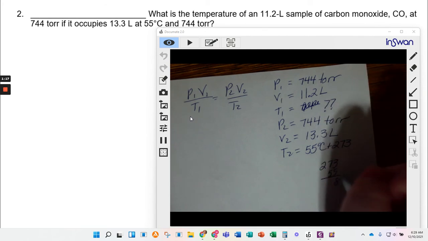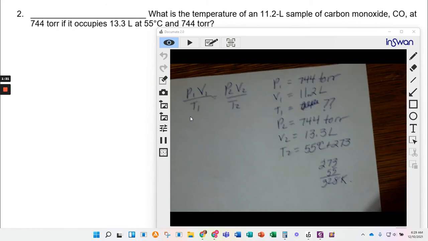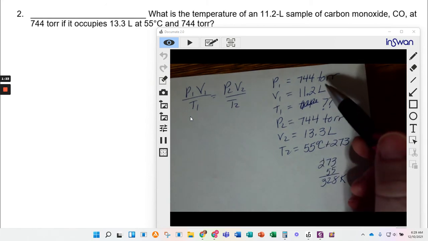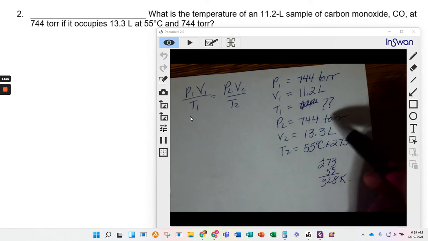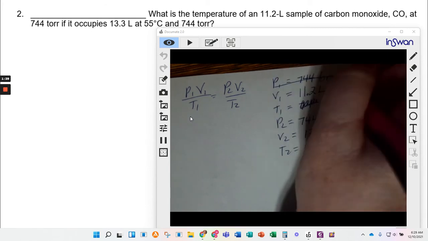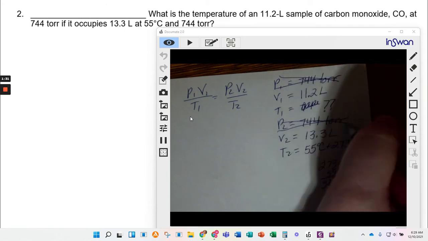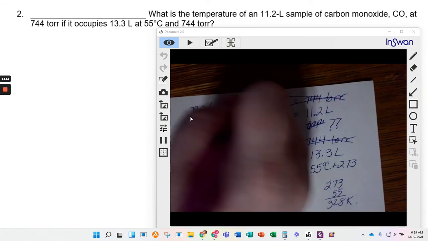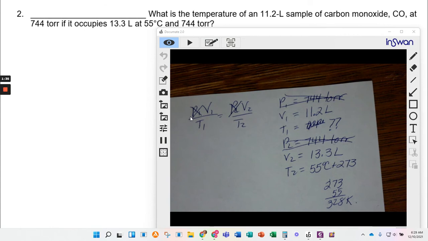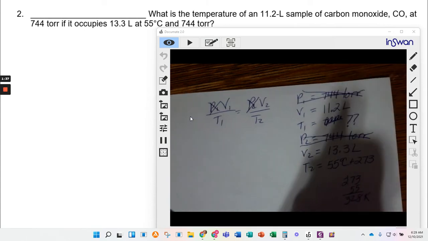273 plus 55, okay, 328 Kelvin. So when I plug it in, I know. Now here's what I want you to see. See how this pressure is 744 and this pressure is 744 torr? So the pressure didn't change, so I can cross it out. The pressure was kept constant. So I can just make my calculations a little bit easier and just plug in the other numbers.